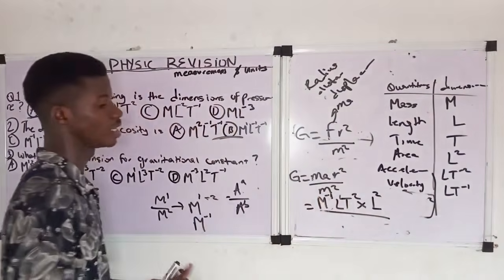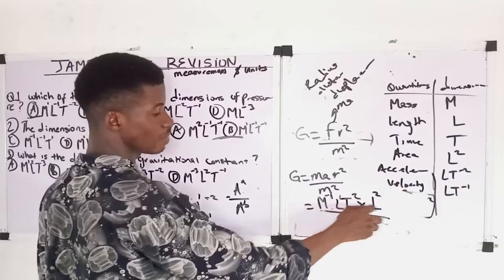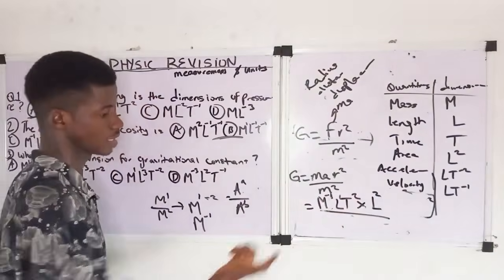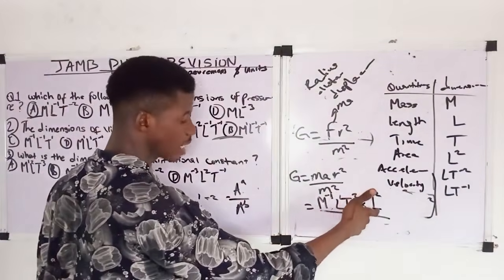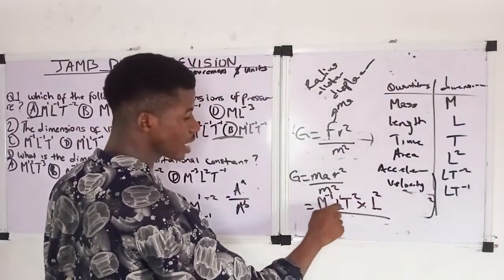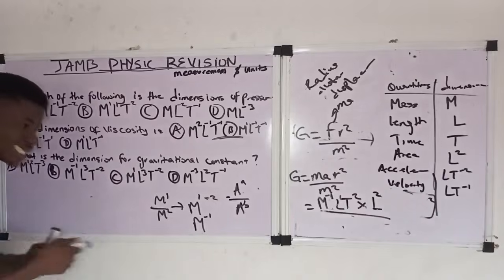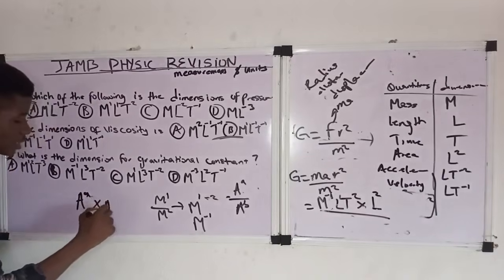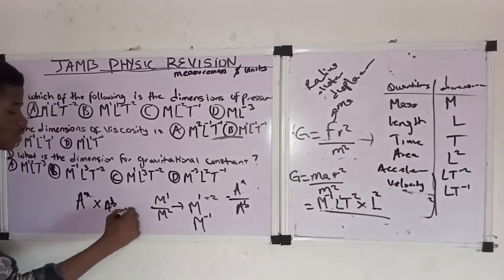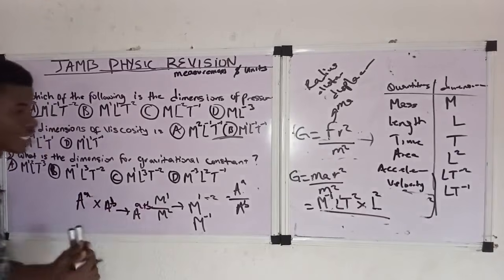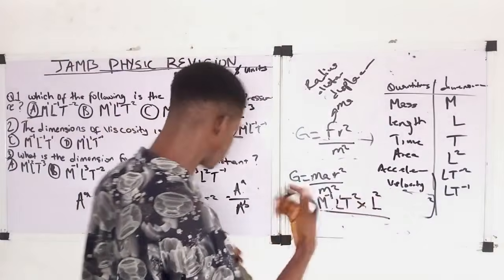Yes. Now let's continue. If you look at this place, this is L1 multiplying L2, right? L to the power 1 times L squared, right? So what are we going to do? According to the law of indices, when the same bases are multiplying each other, we take one of the base and we add their powers, right? So L1 times L2.